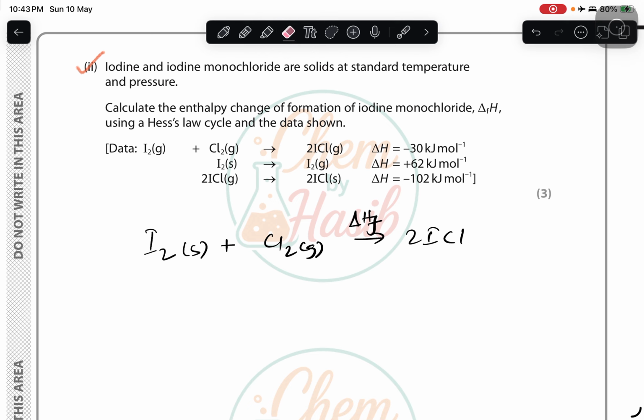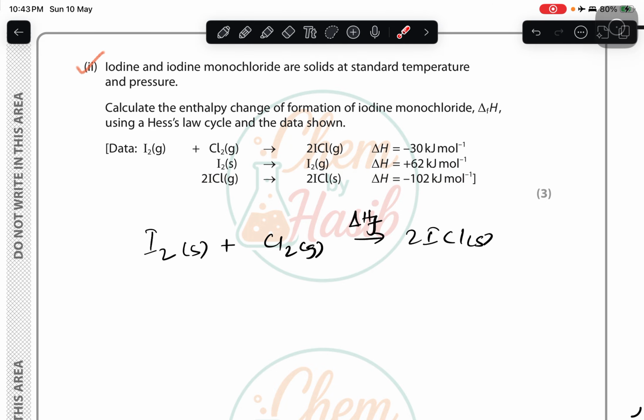So it says iodine and iodine monochloride are solids at standard temperature. It means both iodine and iodine monochloride are solids under standard conditions. So this must be a solid. So I2 solid reacting with Cl2 gas gives you ICl solid. This equation represents the formation enthalpy of iodine monochloride.